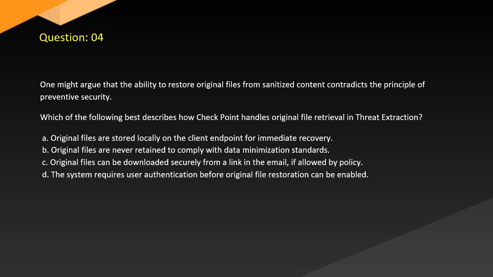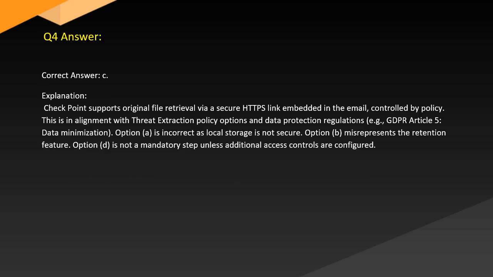C. Original files can be downloaded securely from a link in the email if allowed by policy. D. The system requires user authentication before original file restoration can be enabled. Answer. Correct answer: C. Explanation. Checkpoint supports original file retrieval via a link embedded in the email, controlled by policy. This is in alignment with threat extraction policy options and data protection regulations, the GDPR Article 5, data minimization.